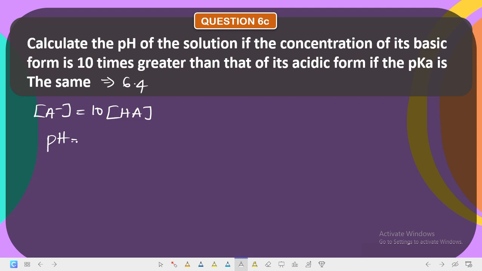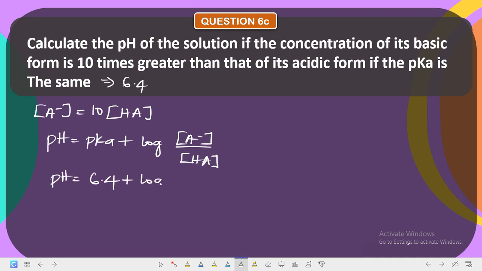Our pH, of course, is pKa plus log A minus over HA. And pH is not known. Our pKa is 6.4 plus log A minus, which is 10 bracket HA, because we say A minus is 10 times HA, all over HA. HA cancels HA. This will give us 1. 10 over 1 is the same as 10.